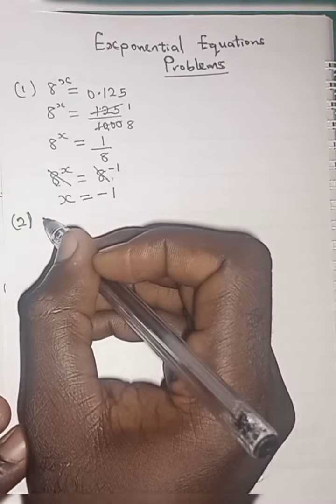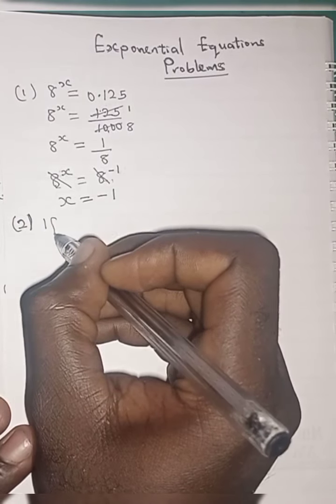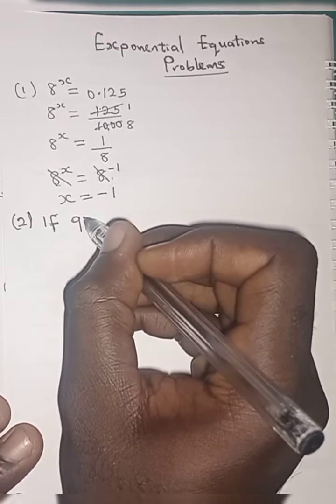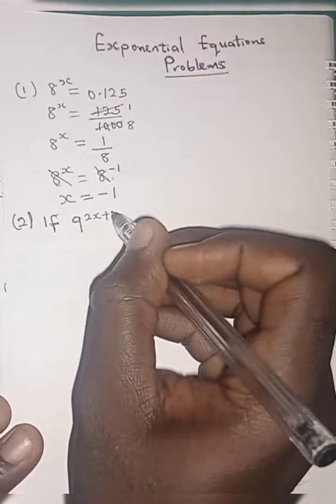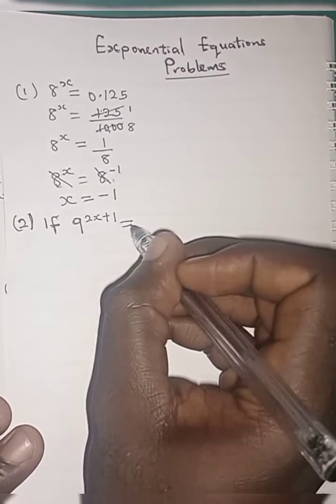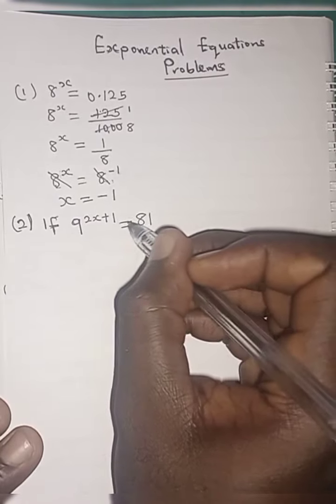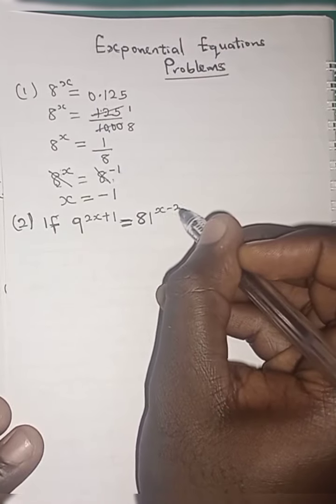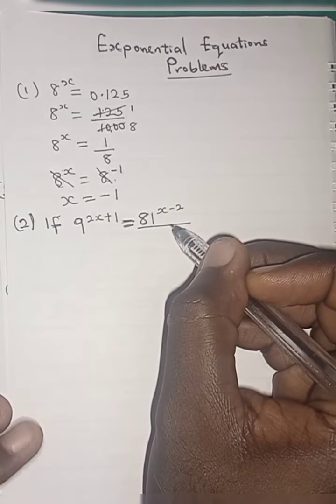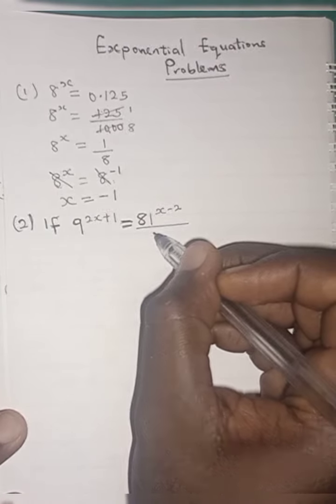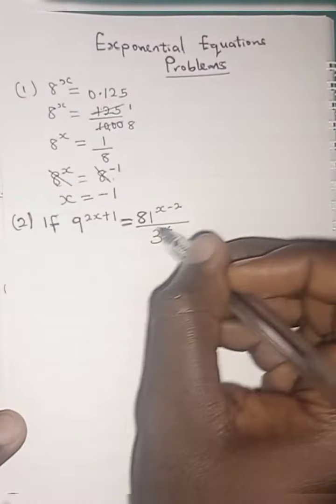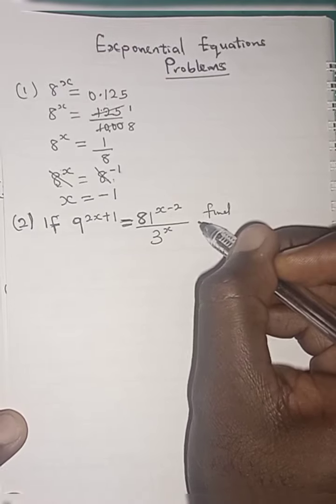Let's take a look at the second question. The question says if 9 raised to power 2x plus 1 equals 81 raised to power x minus 2, all over 3 raised to power x, we should find x.